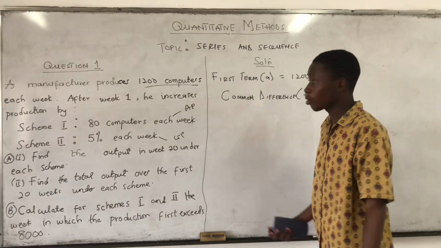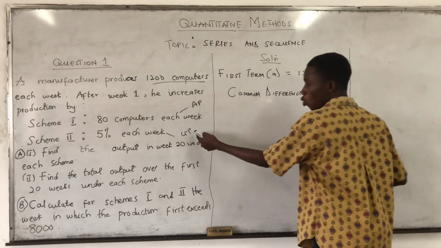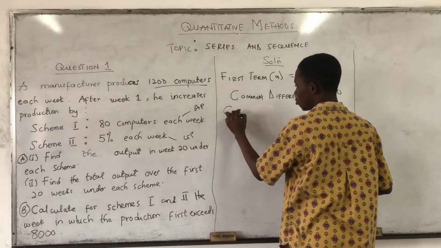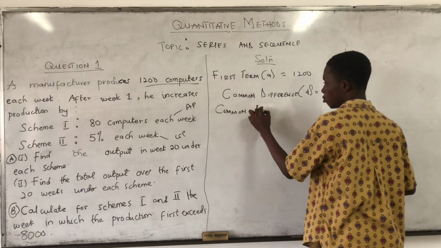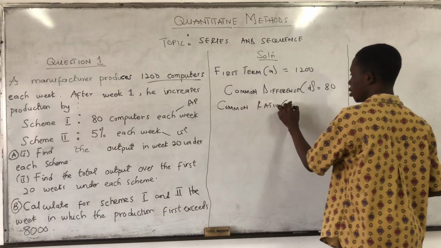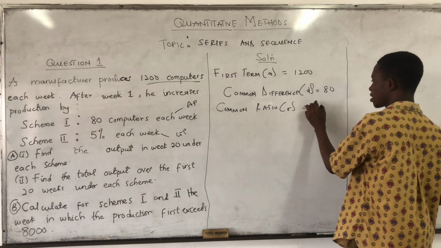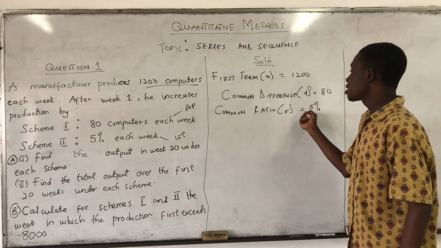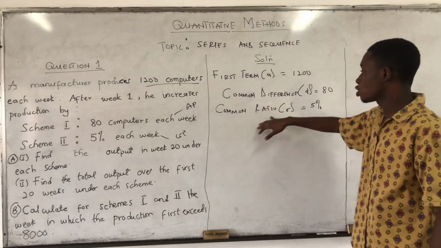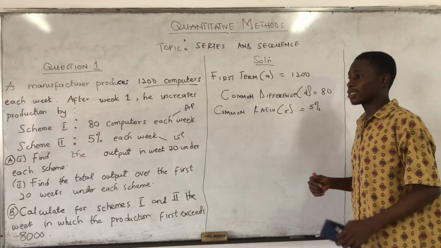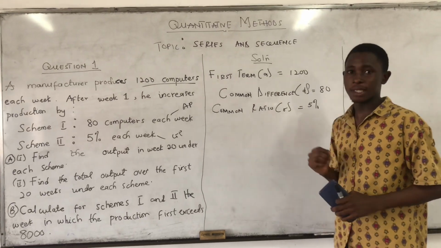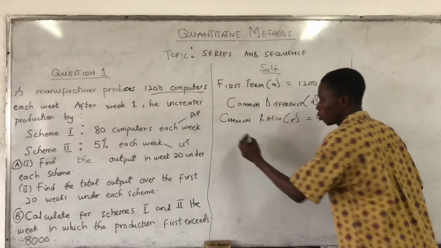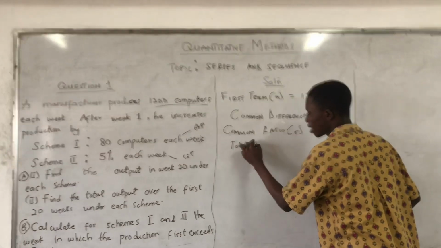From there you can move on to the calculation. The common difference is 80. The common ratio, 5%, is for the geometric progression. The common ratio is denoted by the letter R, and it is 5%. Now remember, it's in percentage. Since the common ratio is given in percentage, we understand that the normal percentage is 100%, and we are given the common ratio as 5%.